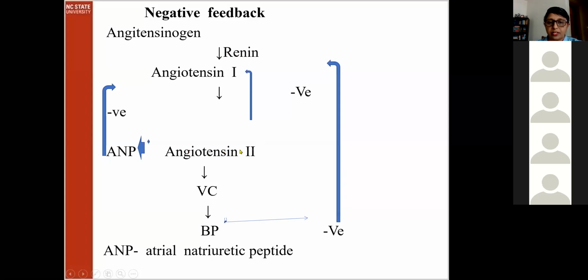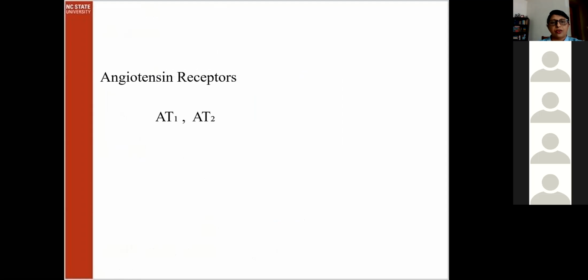And third mechanism, angiotensin 2 can cause the release of ANP, which means atrial natriuretic peptide. This atrial natriuretic peptide inhibits the release of renin. So there are three mechanisms. These two are short loop, and one is the long loop negative feedback mechanism. I have already told you about the angiotensin receptors, AT1 and AT2. The main one is AT1. Angiotensin 2 acts mainly on the AT1.